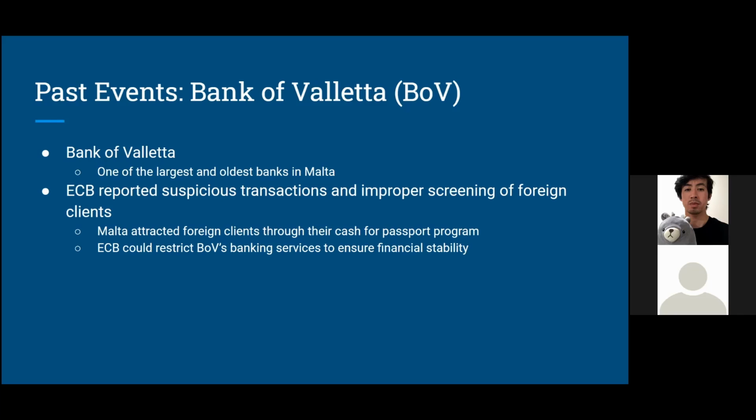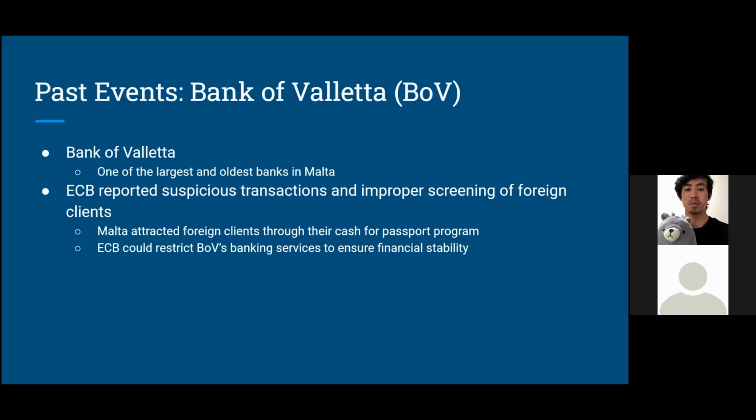foreign clients. So Malta attracted foreign clients through their cash for passport program. And so when individuals opened a bank account at the BOV, they were registered as citizens since they had a passport. And this allowed them to avoid the level of scrutiny reserved for foreign clients. And so as a result, the number of clients with mysterious origins of wealth increased at BOV. And so this is something that the ECB caught on to.